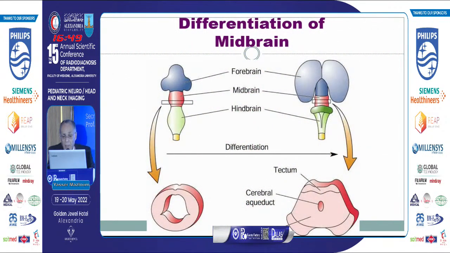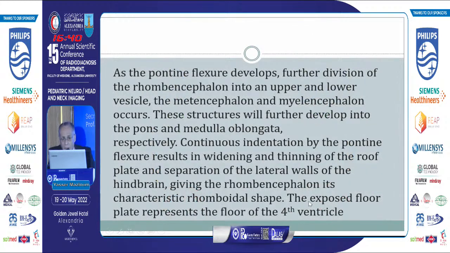Well, again, we can see here the hindbrain formed, with the tegmentum around the cerebral aqueduct. At the pontine flexure develops further division of the rhombencephalon into upper and lower vesicles, the metencephalon and myelencephalon. These structures will further develop into the pons and medulla oblongata, respectively. Continuous indentation of the pontine flexure results in widening and thinning of the roof plate and separation of the lateral walls of the hindbrain, giving the rhombencephalon its characteristic rhomboid shape. This exposed floor plate represents the floor of the fourth ventricle.